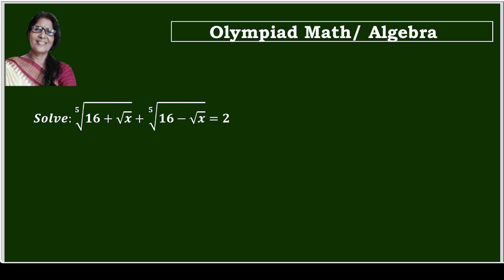Today I have taken a question from algebra. Solve fifth root of (16 plus square root x) plus fifth root of (16 minus square root of x) equals 2. We have to solve it.